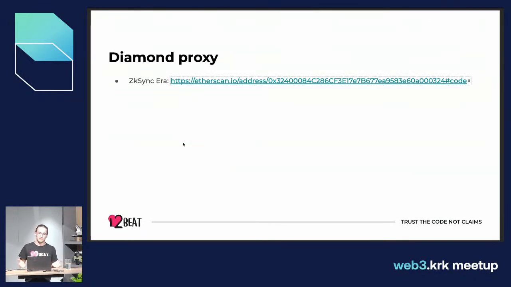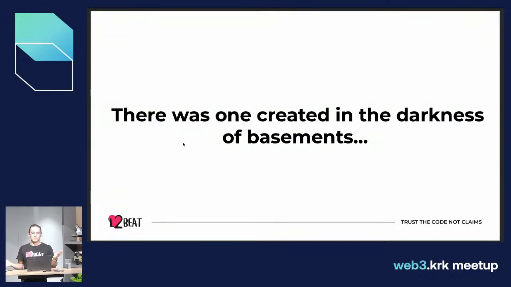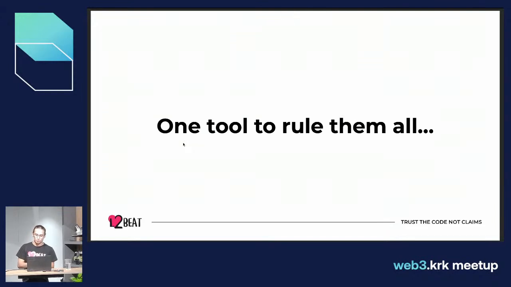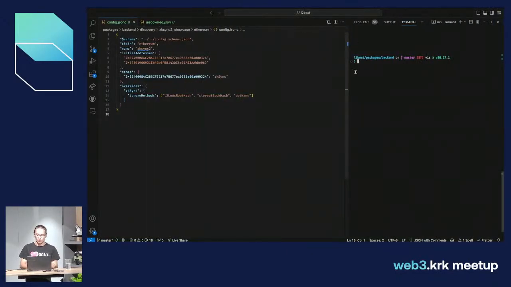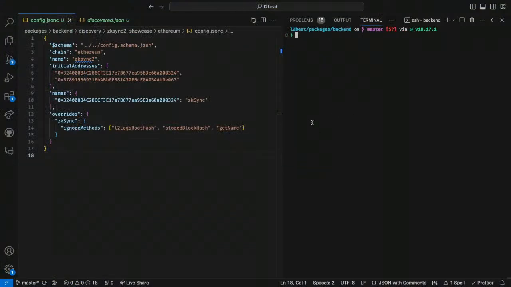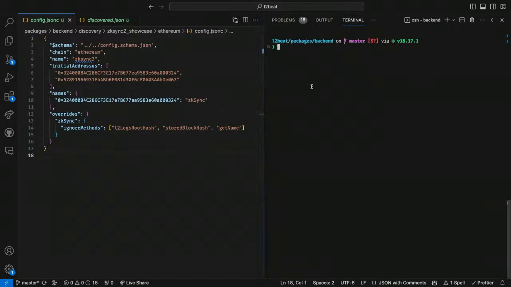But mind you, we are from L2Bit, and we are supposed to find and read their smart contract code. So at one point, our lead researcher was like, "Okay, come on, guys, we need something better." So then in the darkness of our basements, there was created one tool to rule them all, and it's L2Bit Discovery. And I will just show you a simple... Is it visible? Yeah, I think it's visible. So we created this tool. It's called Discovery. It's available on NPM. So it will make our smart contract research easier.